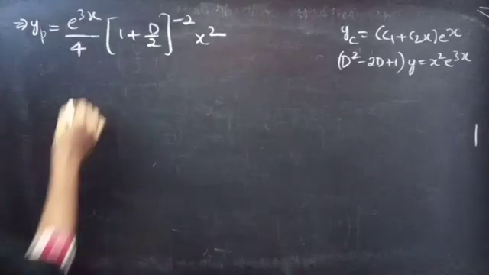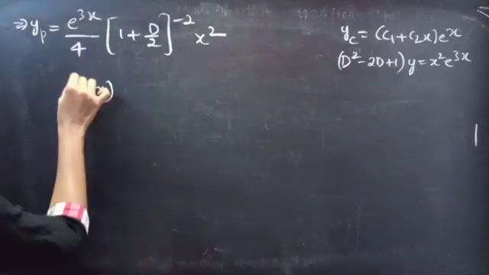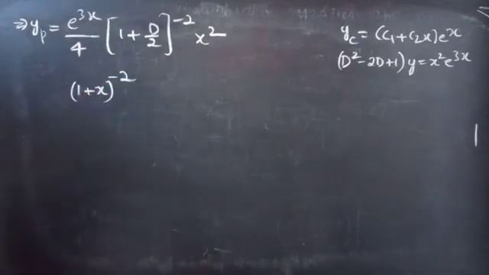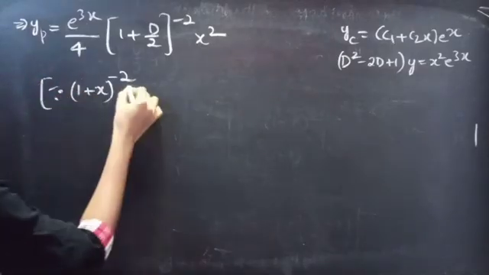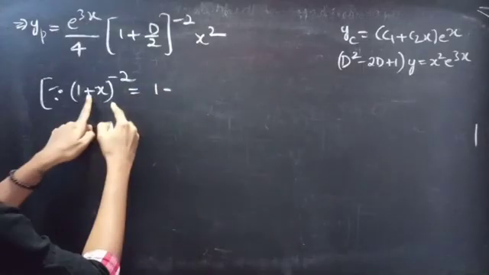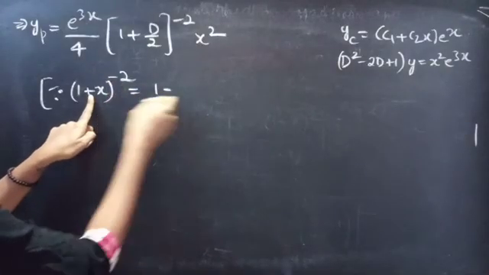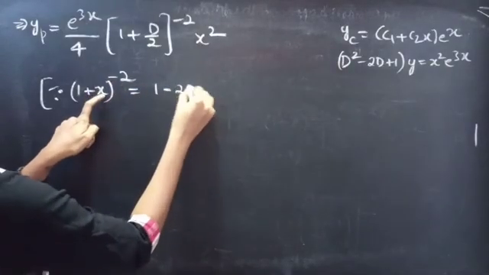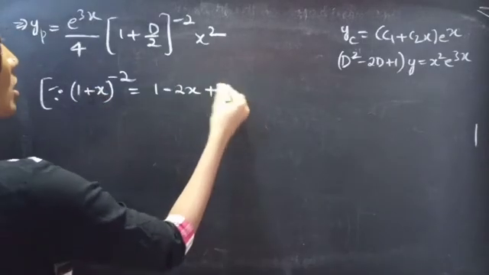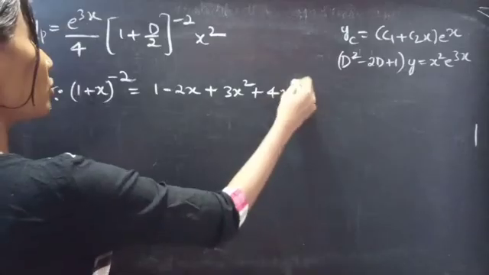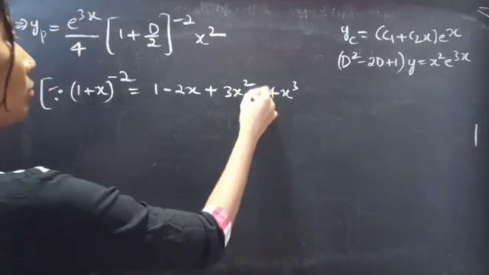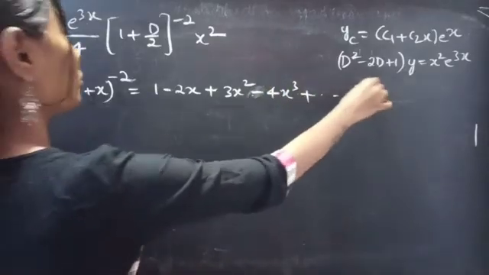Now let's use binomial series expansion. Since 1 plus x power minus 2 is equals to 1, here you are having plus and here you are having minus, right? So put minus into 2x. Next, alternate sign, 3x square plus 4x cube, minus, plus, and so on.